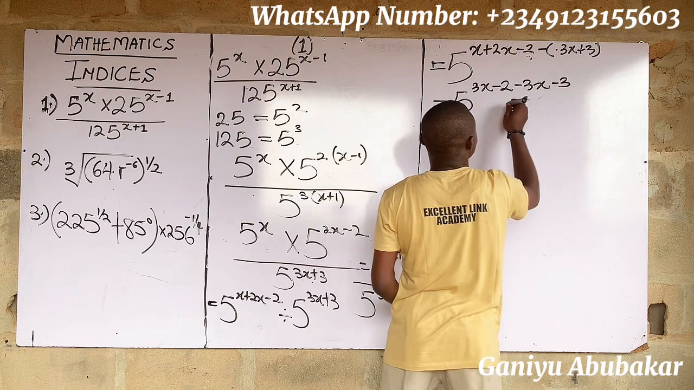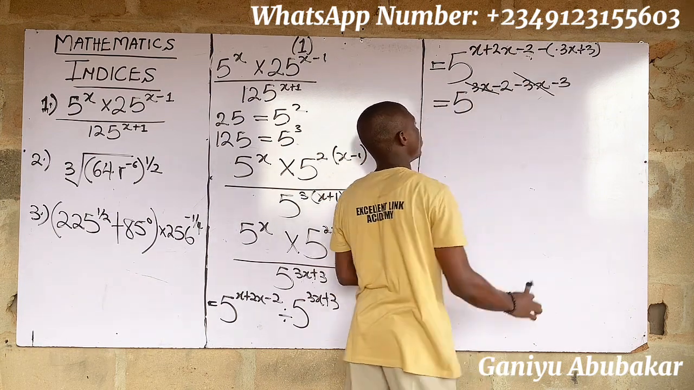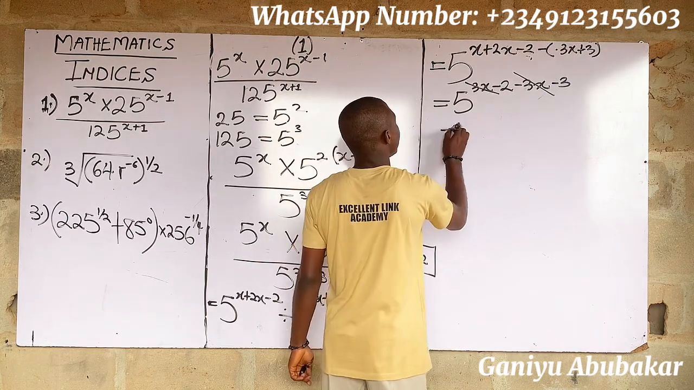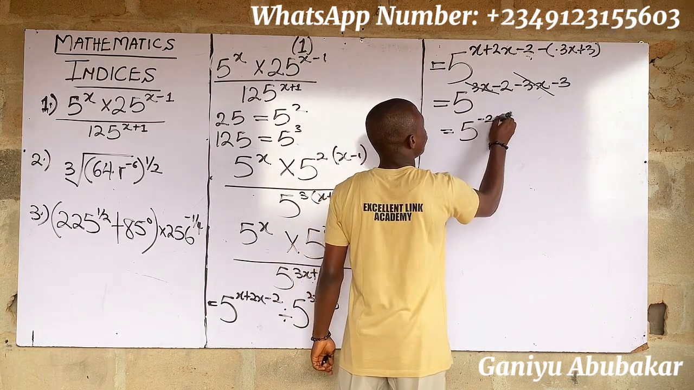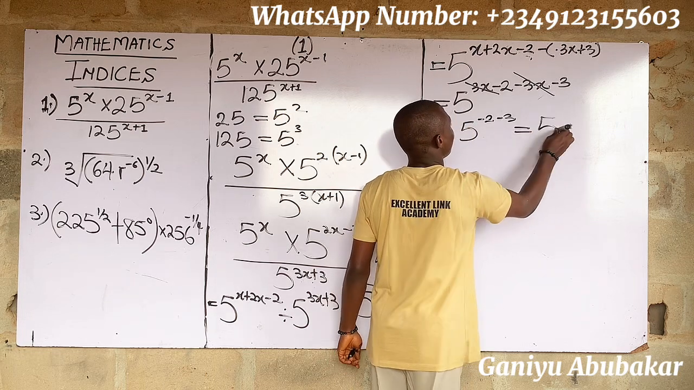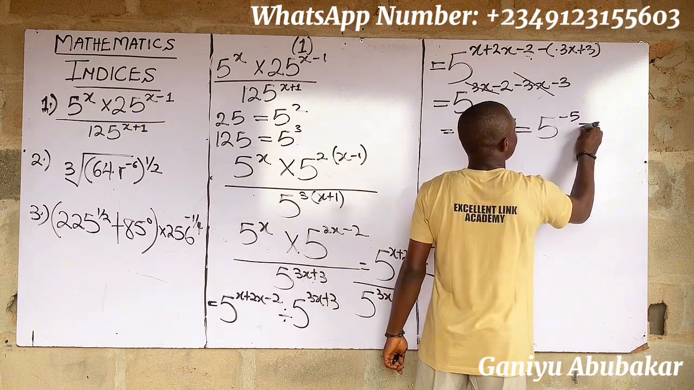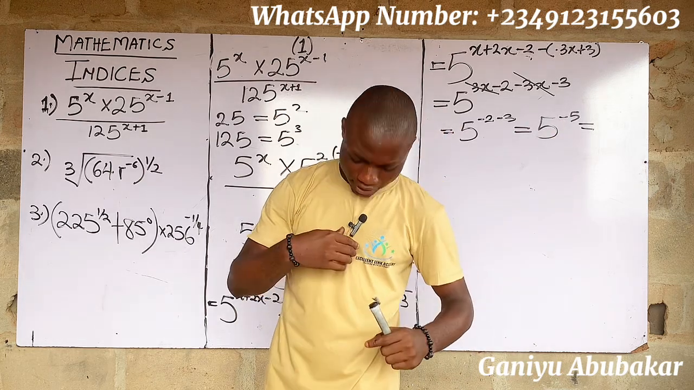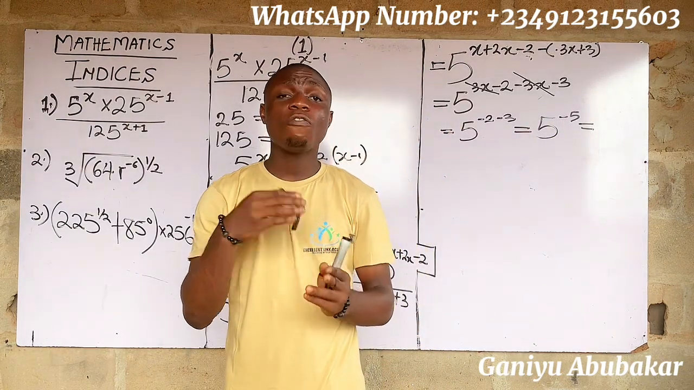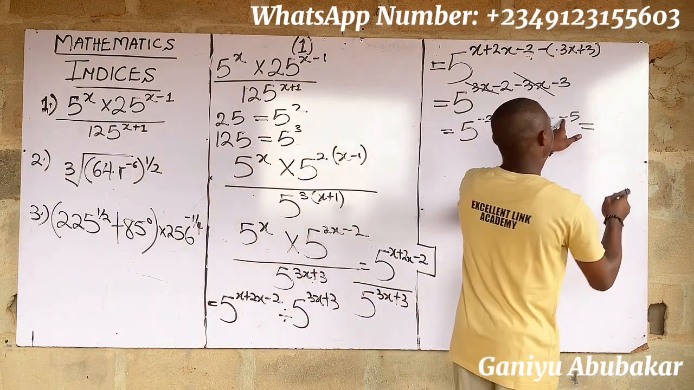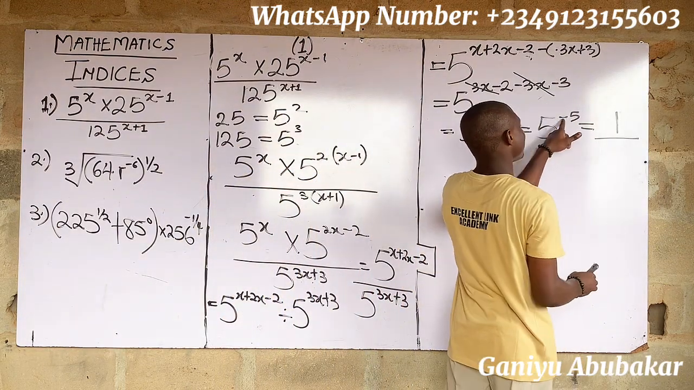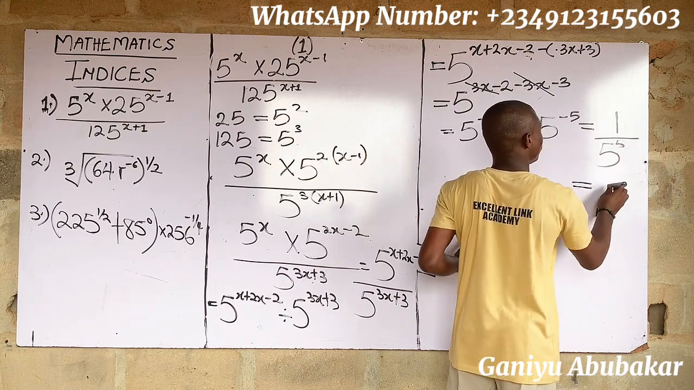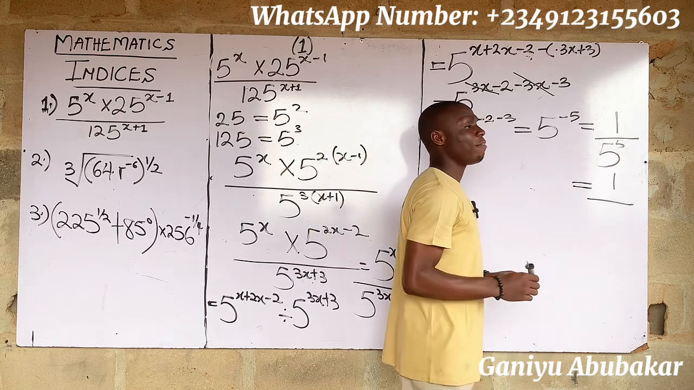So this one here will cancel this one. Plus 3x minus 3x is of course 0. So it's off. I'll be left with 5 to power minus 2 minus 3, which will give 5 to power minus 5. By the way, this becomes your idea behind the negative law of indices. For negative law of indices, we said the minus here becomes an inverse of 5 to power 5. So I have this is equal to 1 over 5 to power 5.